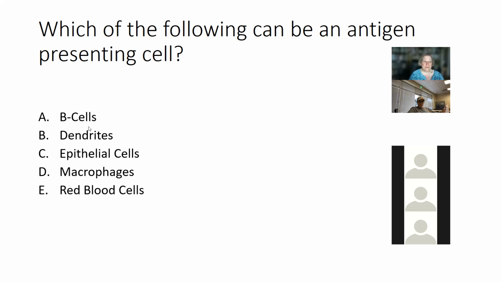Okay, the favorite answer was B cells. That is correct. B cells do act as antigen presenting cells. They grab the soluble antigen out, swallow it down, present it on their MHC2s, and T cells tell them, oh yes, this is something you should be worried about. Our next favorite answer was dendritic cells. Also a correct answer.